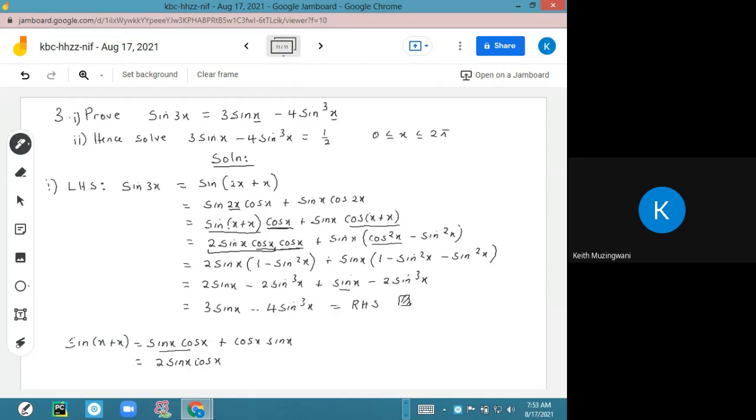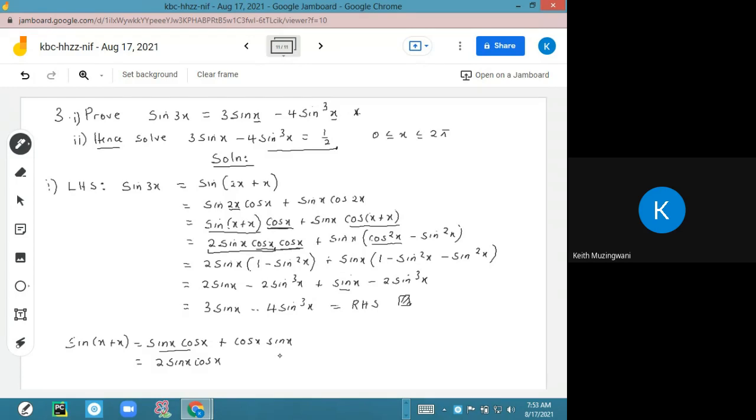Then part 2, it's saying hence. In mathematics, when you see the word hence after a question, it means that from what you are doing, continue. Use it to solve this given question. So use this fact to solve this one.